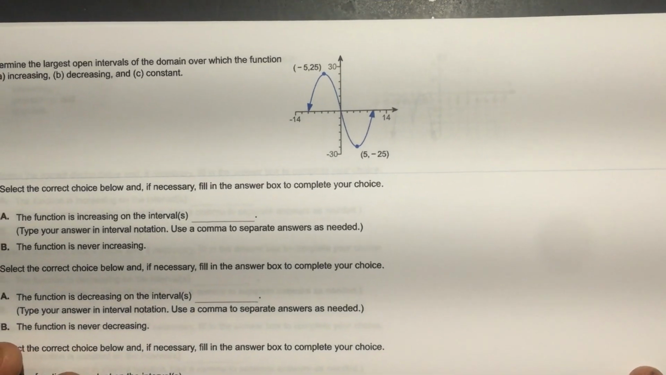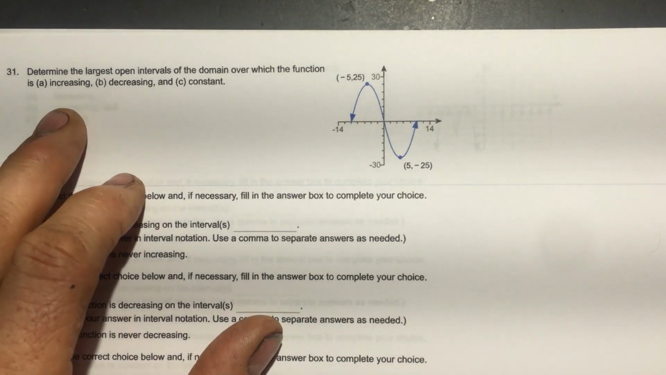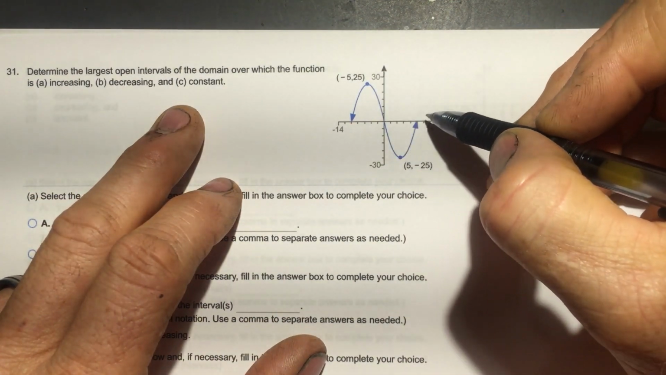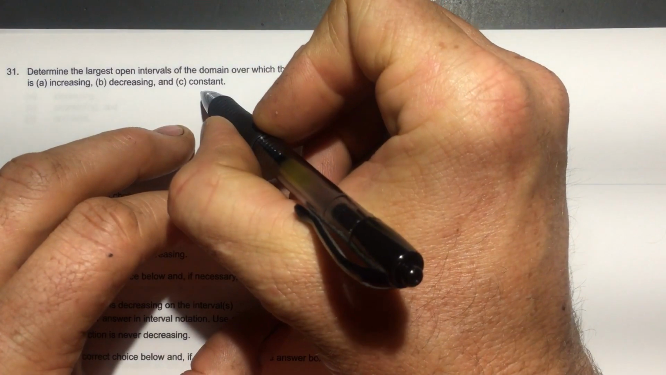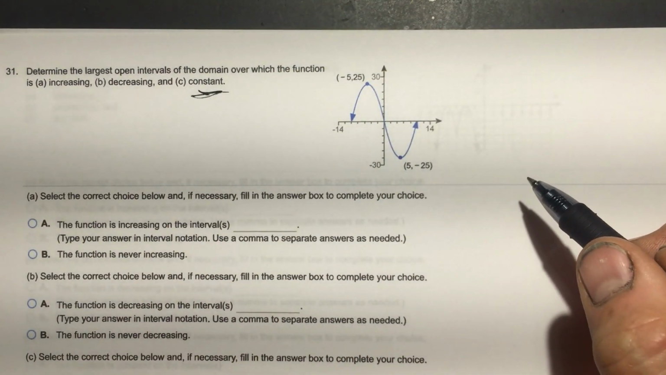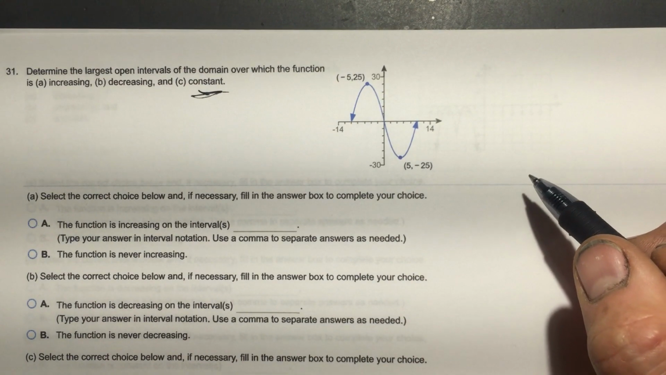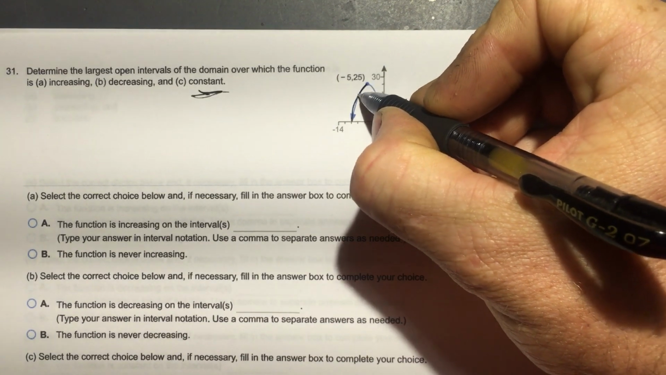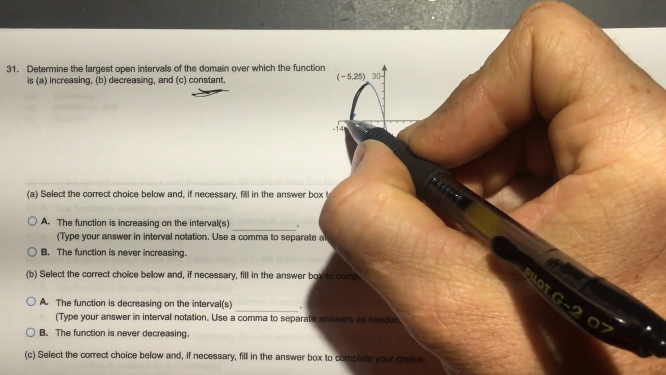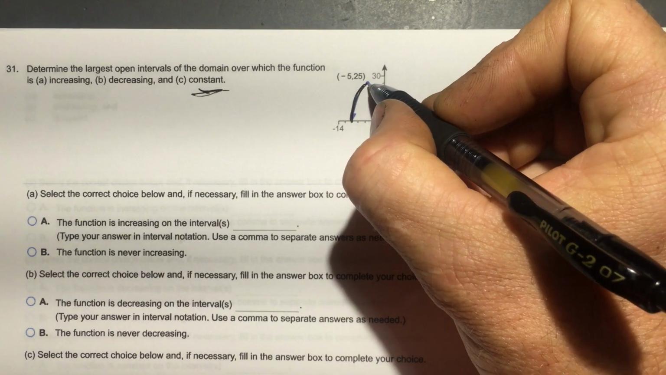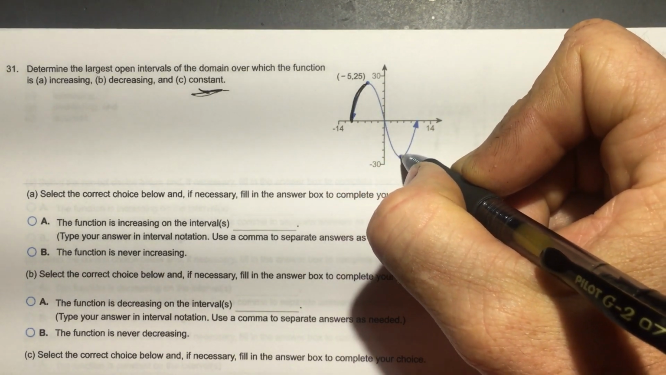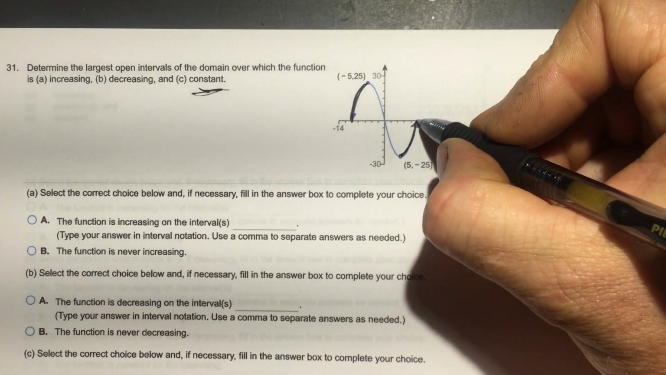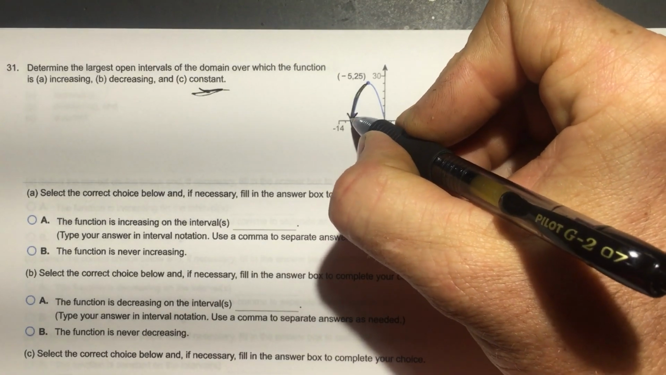All right, so here's another one. This is 31. Tell what intervals it's increasing, decreasing, and constant. Well, as I look at this, I don't see any constant. So there's not one of these. So it's never constant. Now, when is it increasing? This right here looks like it's increasing, because as you go from left to right, it's going uphill. Then this is decreasing. And now here's increasing again. And see, it's got arrows on it.